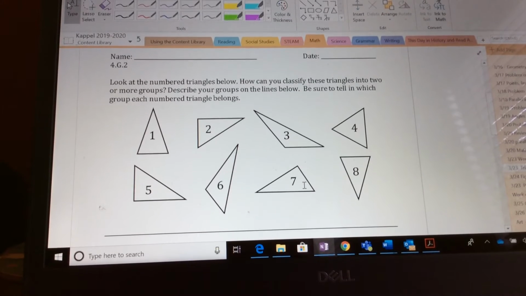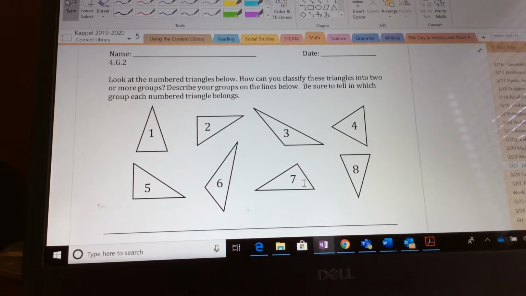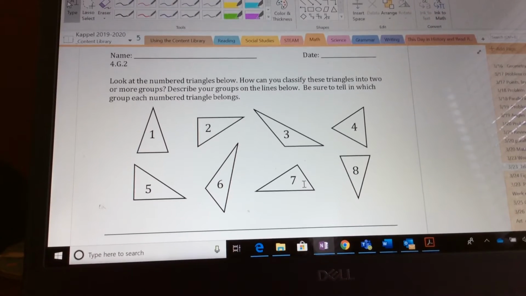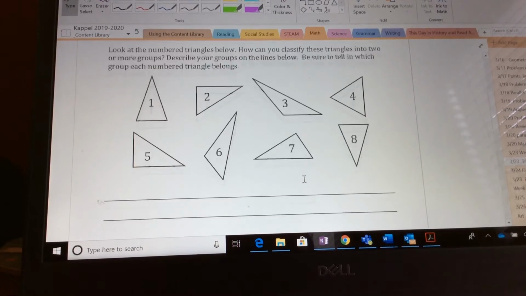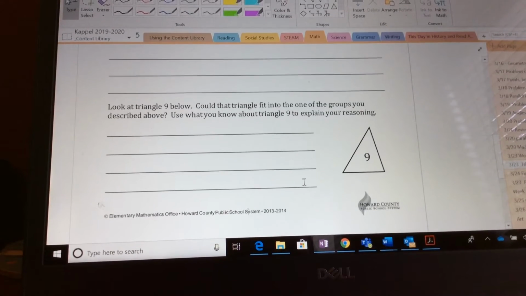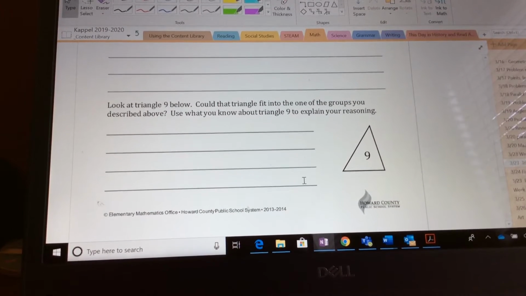So here they have a bunch of triangles. We're going to take a look at how we could group these triangles, and you might come up with different ways to group them. This is always so much fun to do in class. And then here we have another triangle, number 9. You're going to have to decide which group you would put him in and why.